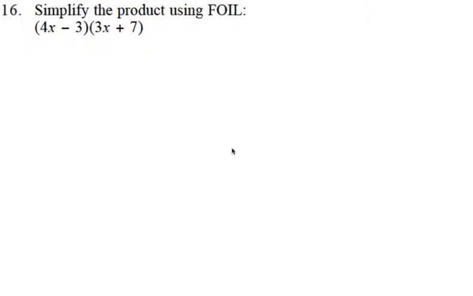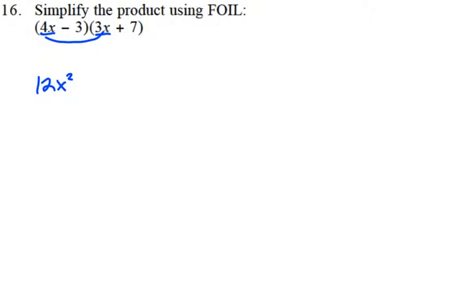All right, guys, let's go ahead and finish up this review. We're going to simplify the product using FOIL. Remember, that's first, outer, inner, last. First terms, 4x and 3x. So 4x times 3x, 4 times 3 is 12, x times x, x squared.